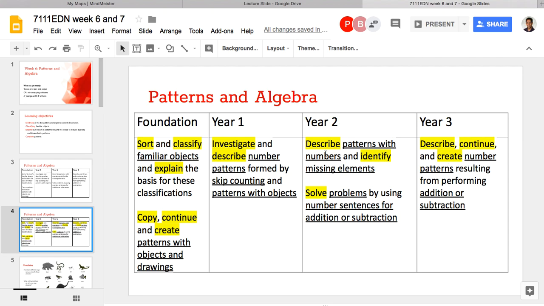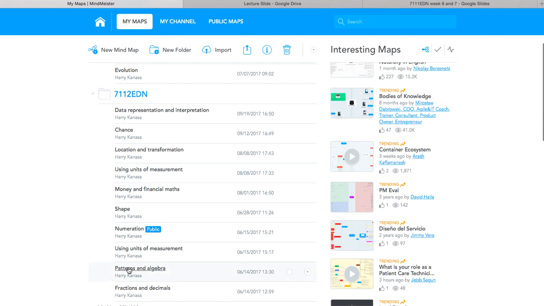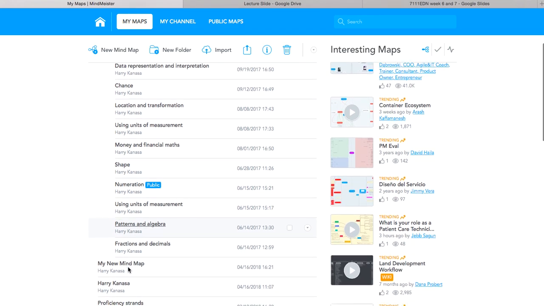In year 3, we're upping the ante. So first of all, it was just describe and then identify. Now we're focusing on describe, continue, and create. So students are coming up with their own number patterns now. Okay? And we're still keeping it simple, focusing on addition and subtraction. Okay? Now let's go have a look at what that looks like in terms of a concept map. Okay? So I will just go into my concept map here.